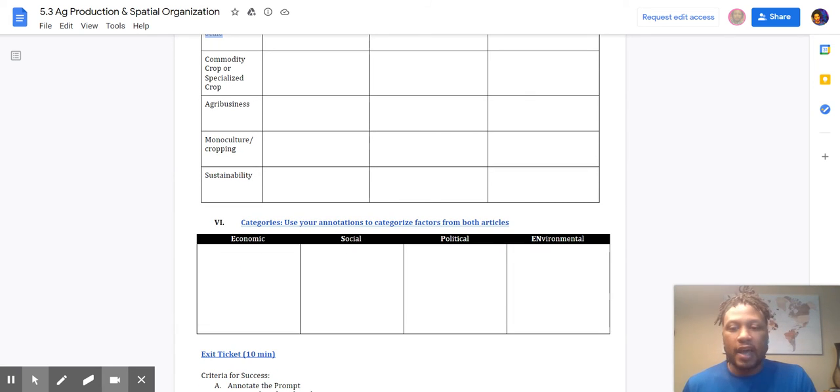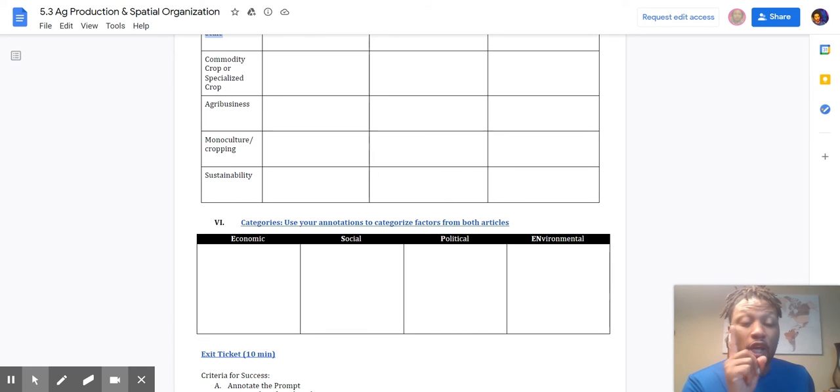And then finally, categories. Use your annotations to categorize factors from both articles. Remember, you're to read the article twice. On the second time that you read the article, you are annotating. Remember, when you annotate, you should be annotating no more than 2 or 3 words at a time. If you annotate a whole paragraph, you are not annotating correctly. I cannot emphasize that any more than that. You should be annotating no more than 2 or 3 words at a time.